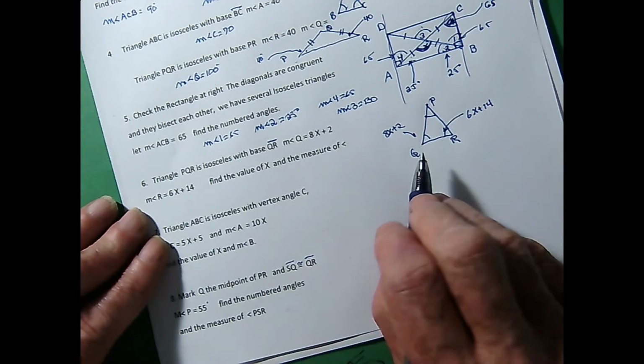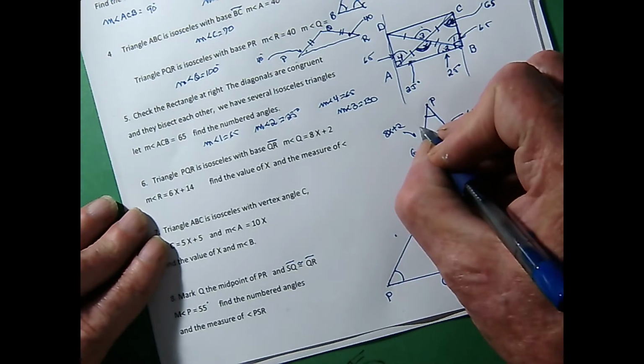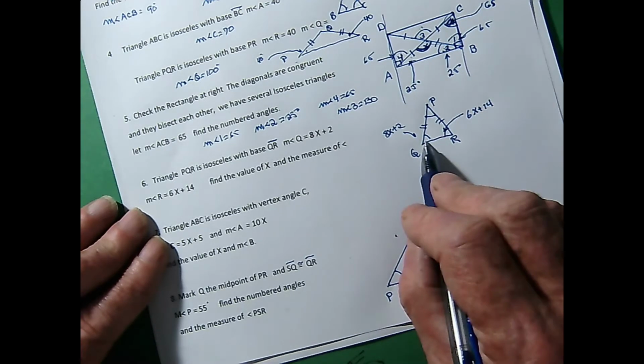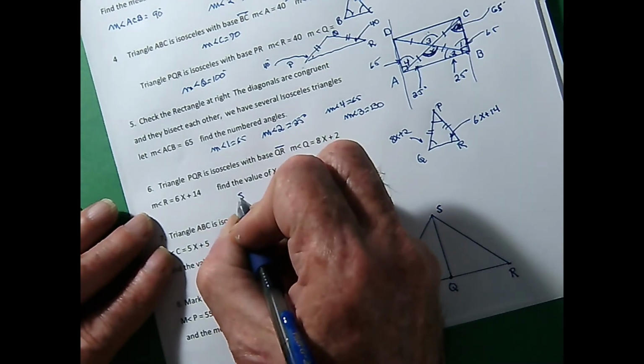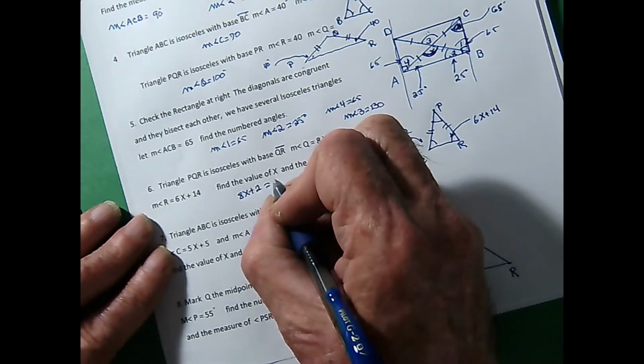Well, those are the base angles of this isosceles triangle. The base is QR, so these are the legs. Those are the congruent angles. So it must be true that 8x plus 2 is the same as 6x plus 14.